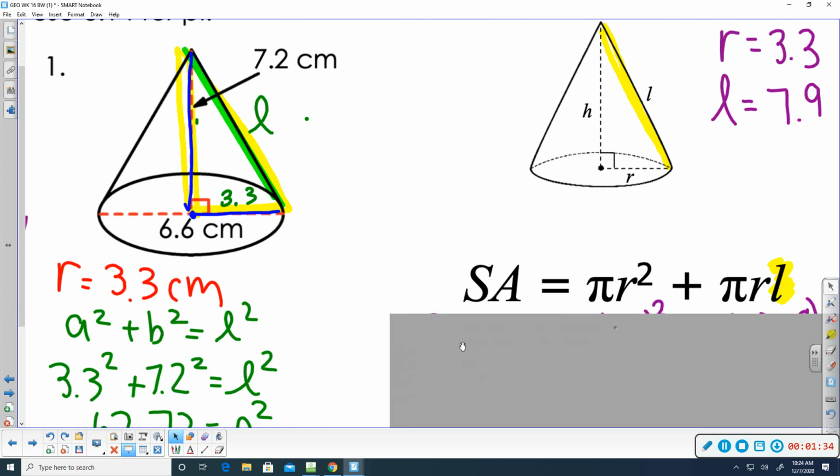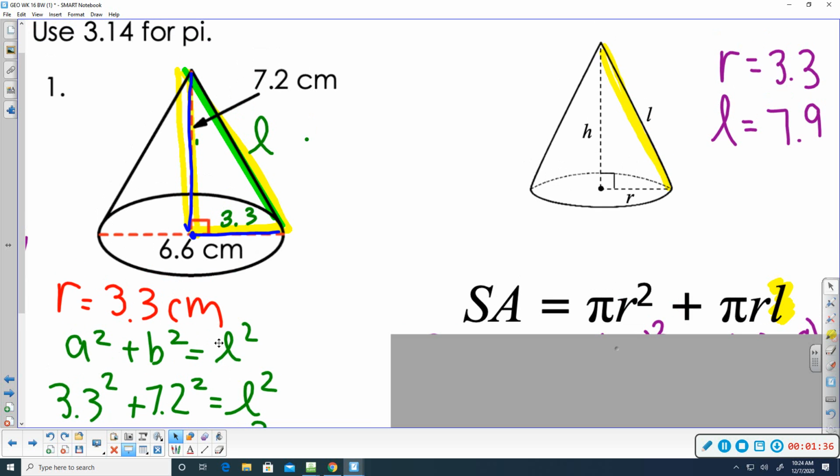So to find the value of L, the Pythagorean theorem we talked about in class is a squared plus b squared equals c squared, but here I replace the c with an L because that's the hypotenuse and that's what we're trying to find. So a and b are the legs of the right triangle. The legs are the two sides of the right triangle that meet to form the right angle. So 3.3 squared plus 7.2 squared equals this L value squared.